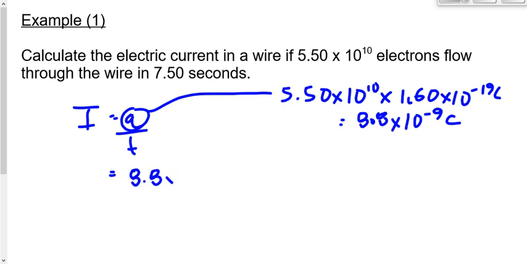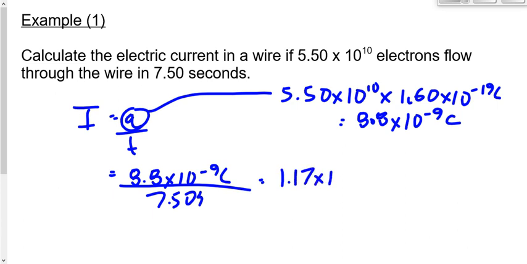8.8 times 10 to the minus 9 coulombs divided by the time of 7.50 seconds gives us a current of 1.17 times 10 to the minus 9. What are the units? Yeah, we can say coulombs per second. Anybody else? Blake? Coulombs per second or amps, yeah. I don't care which one you use.